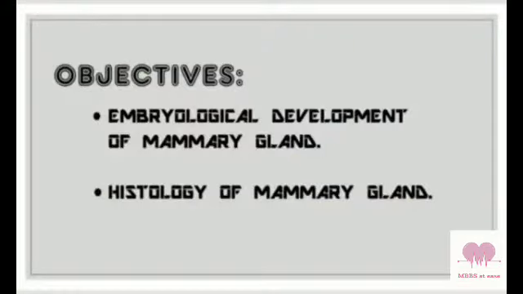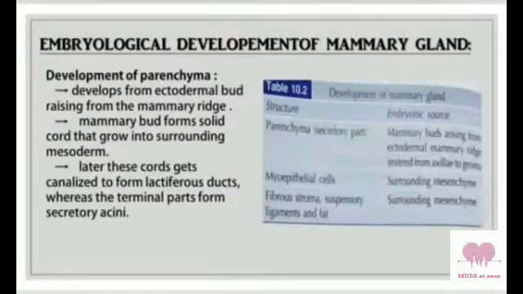In this video, we are going to learn about the embryological development and histology of mammary glands. These are modified and highly specialized type of apocrine sweat glands. It consists of parenchyma, which is formed from the ducts, and connective tissue stroma. Development of parenchyma: parenchyma develops from the ectodermal bud arising in the mammary ridge.